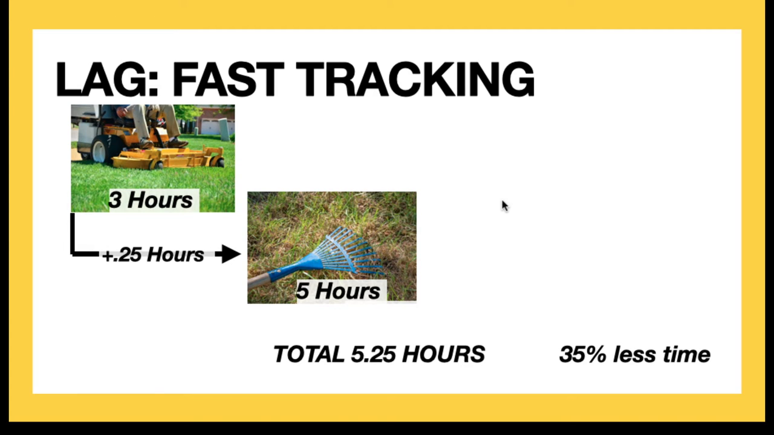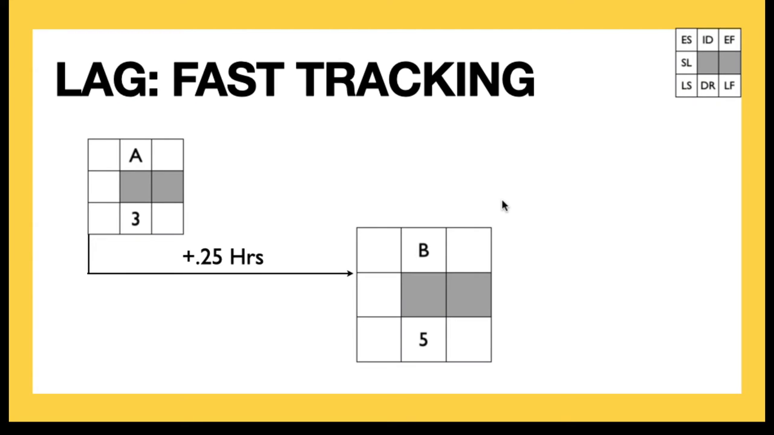Now, the total time of this project, so to speak, is 5.25 hours. That's 35% less time than our original 8 hours. So it would look something like this in our actual calculations. The early finish of A is going to be 3, but notice B doesn't have a relationship with the finish of A. It has a relationship with the start. So 0 plus 0.25 is around about 0.25, and that gives us an early finish of 5.25.